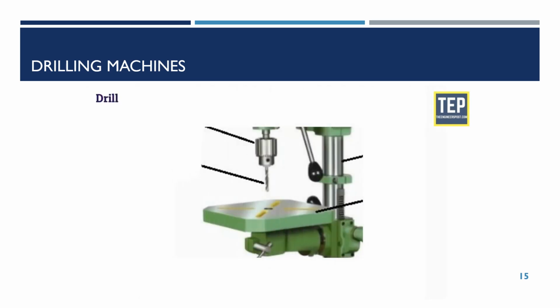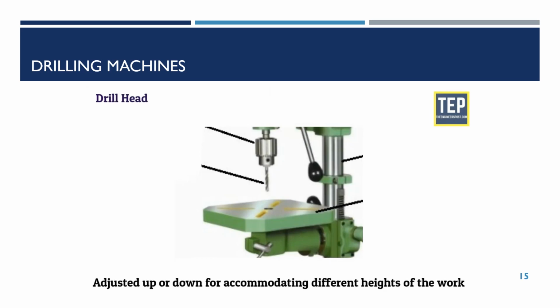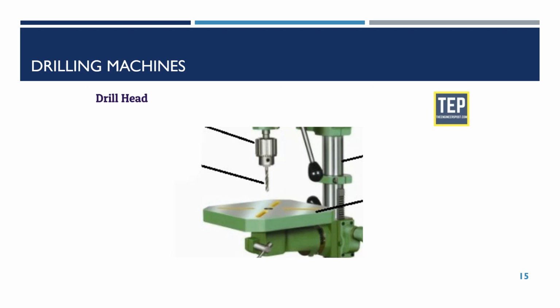Drill head is mounted on the radial arm and drives the drill spindle. In some drilling machines, the drill head may be adjusted up or down for accommodating different heights of the work in addition to the table adjustment. In lighter machines, the driving motor is mounted at the rear end of the head for counterbalancing the weight of the drill spindle.